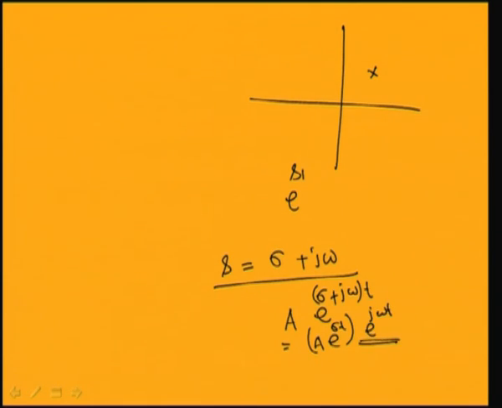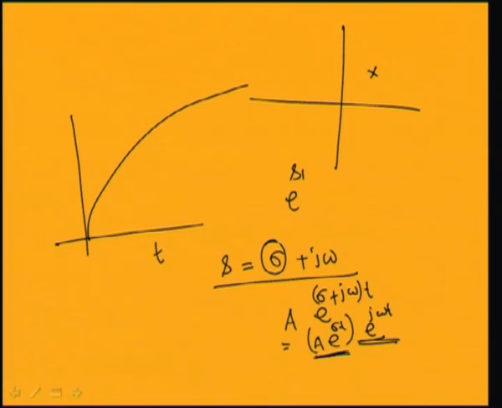So this part will give the oscillatory motion, but the part containing a into e to the power sigma t, if sigma is positive, will grow exponentially with time t. So this part will grow exponentially, and the system will have an unbounded solution. So for a stable system, this sigma should be negative.